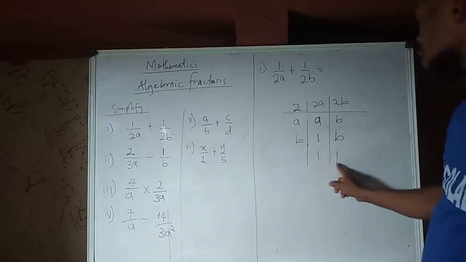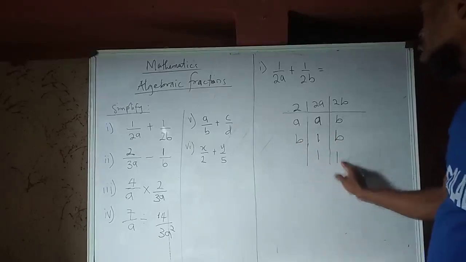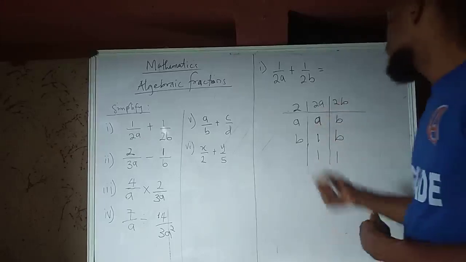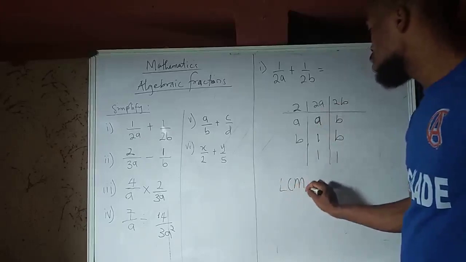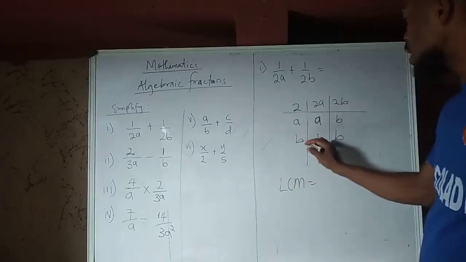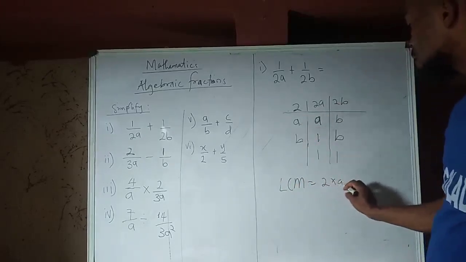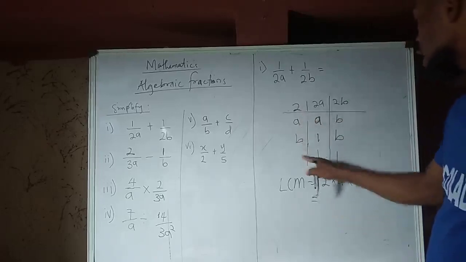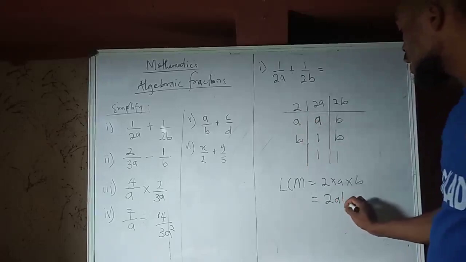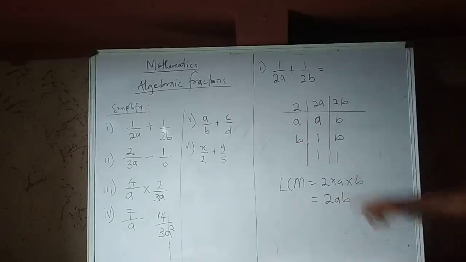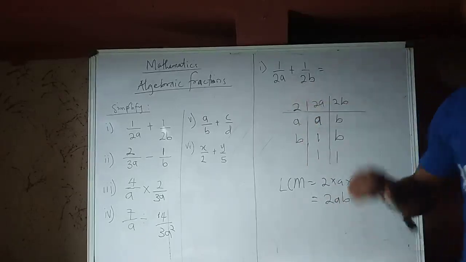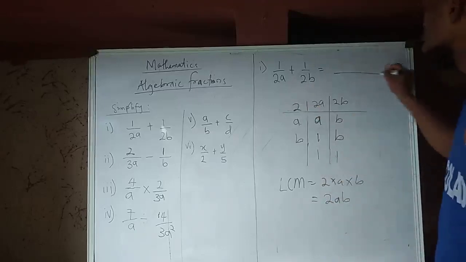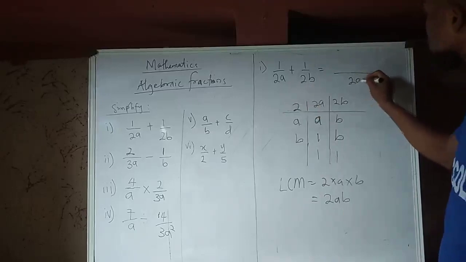Now that we have reduced everything to 1, what will be the LCM? The LCM is going to be 2 times a times b, which gives us 2ab. So that's the LCM of 2a and 2b. That's how to go about looking for the LCM. That's what we've been doing all along. So the LCM is 2ab.